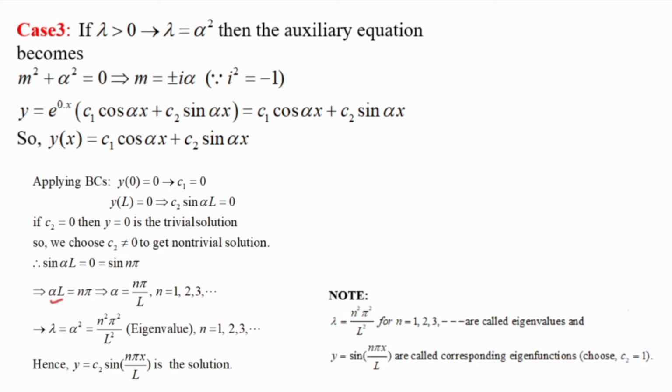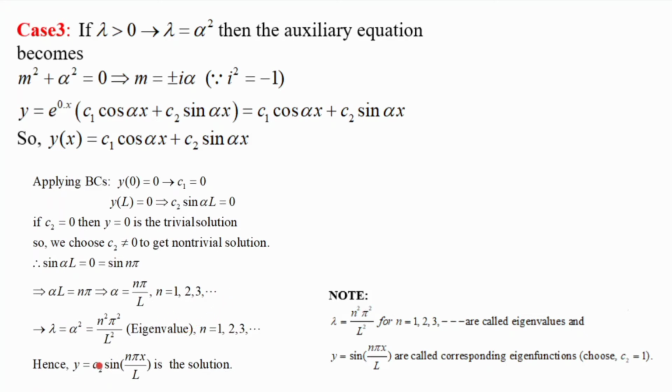Our target is to get alpha. So alpha equal to n pi by L. Here n is 1, 2, 3 because we cannot choose n equal to 0. If we choose n equal to 0, alpha becomes 0. So finally we get lambda equal to alpha square. That means this is our eigenvalues.